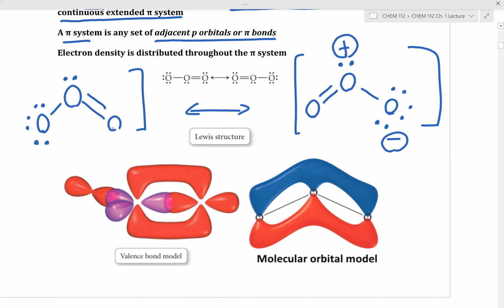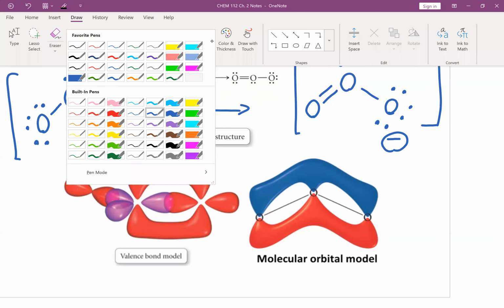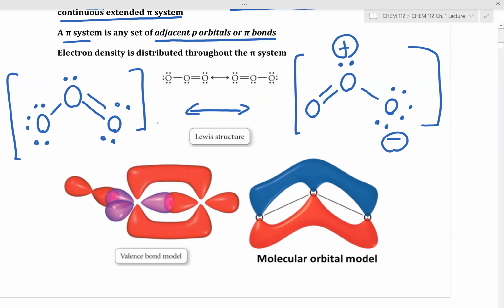What I really want us to focus on when we look at ozone is to look and see whether we have met the criteria for a pi system. So let's first identify, do we have a double bond? Do we have a double bond at play? Yes, so we have our double bond. We have our pi bond. Okay?